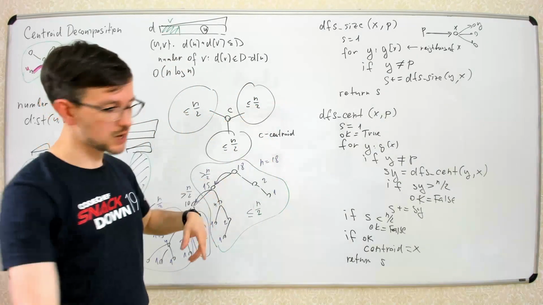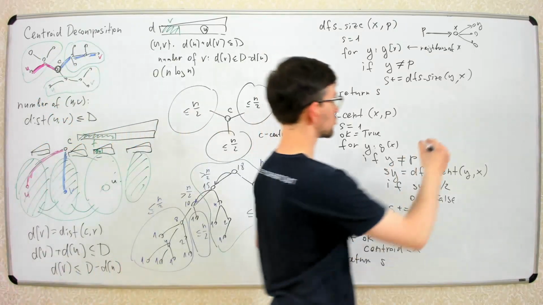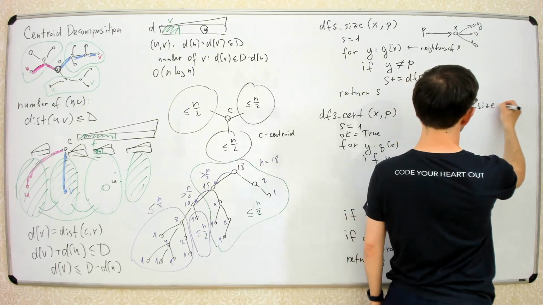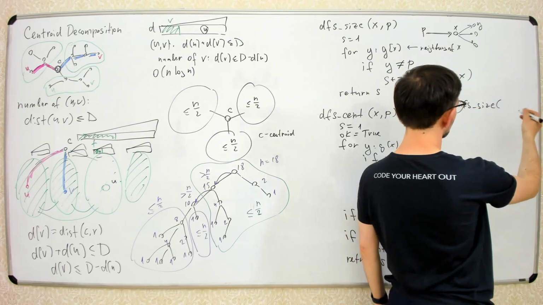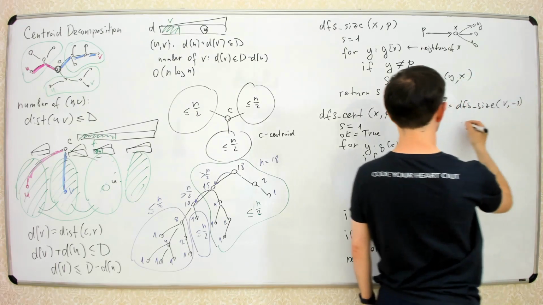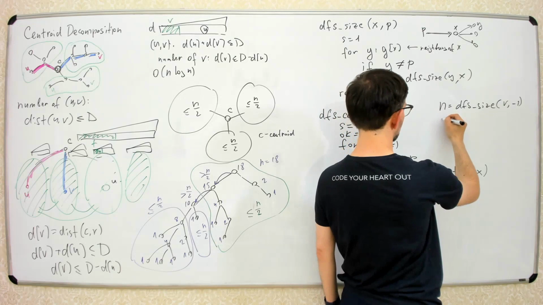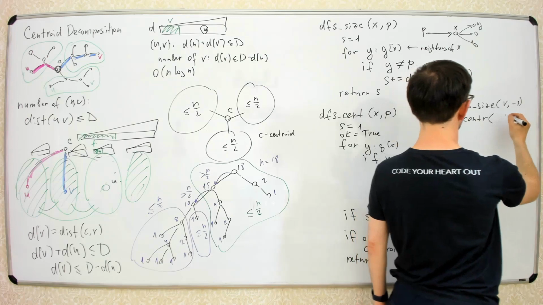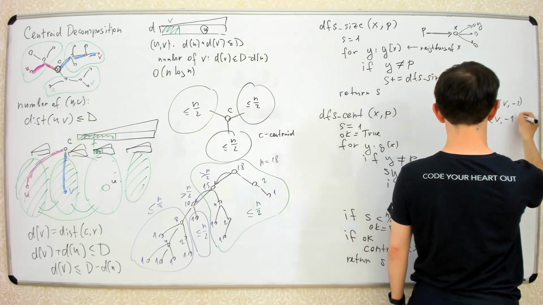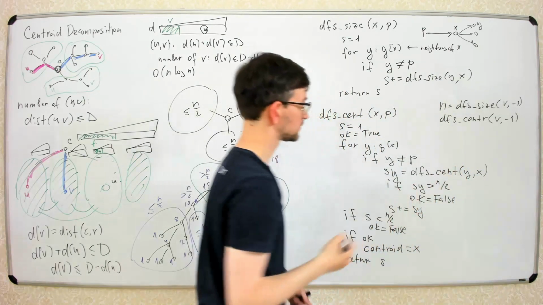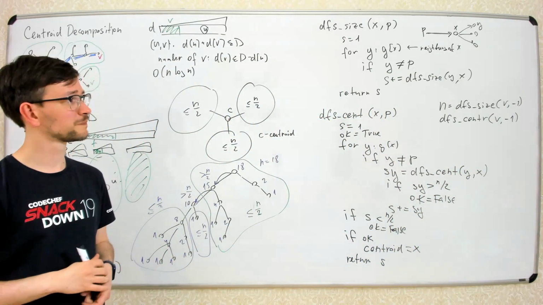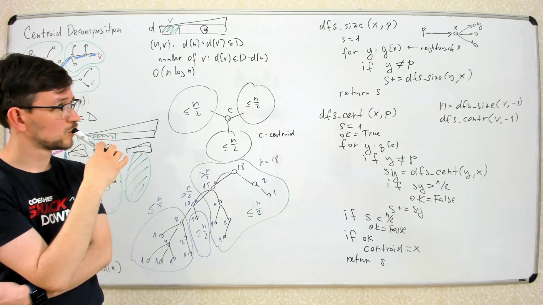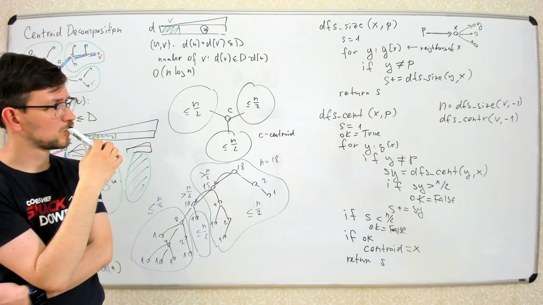So again, how to use this code? First you calculate n as the DFS size of, let's say, node v minus 1, and then you find that centroid of v minus 1, something like this, and now you find the centroid. Yeah, looks fine.